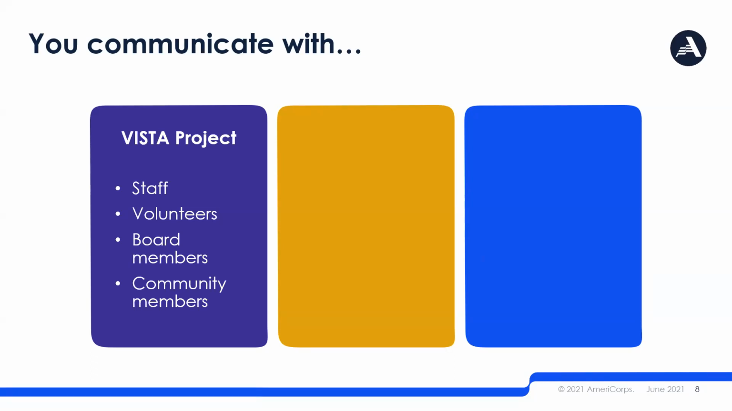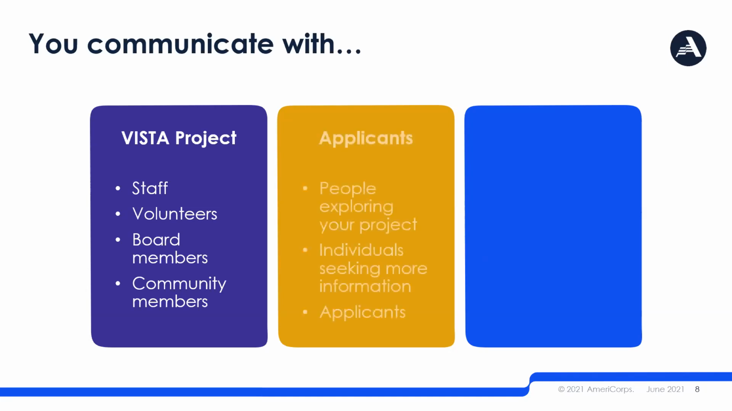Once your VISTA project got started and you then began working on recruitment efforts, including advertising, marketing positions, etc., you or someone at your project then would have had some type of written or verbal communication with people who may be interested in your VISTA project. These could be individuals who contact you for more information about your project, as well as those applicants who actually go and create and submit an application to your project.